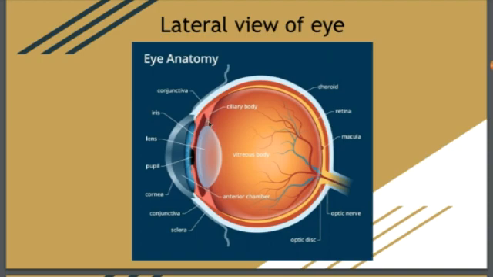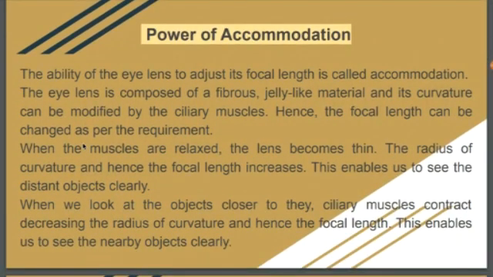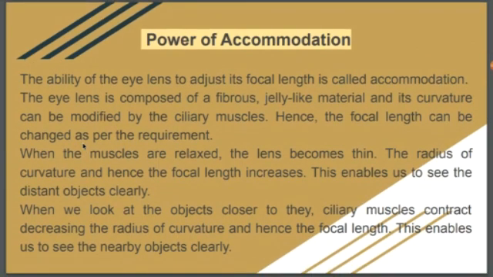When the ciliary muscles contract, the lens thickens. It means that the focal length reduces and you can see the nearby object. When the ciliary muscles relax, the lens becomes thin. That means the focal length increases and you can see the faraway object. The ability of the eye lens to adjust its focal length is called accommodation.